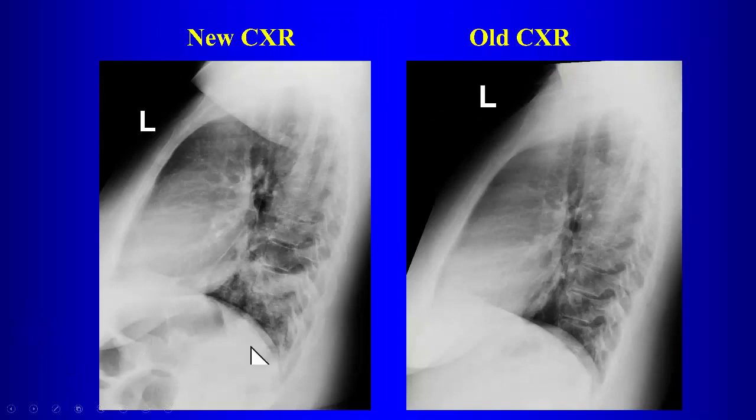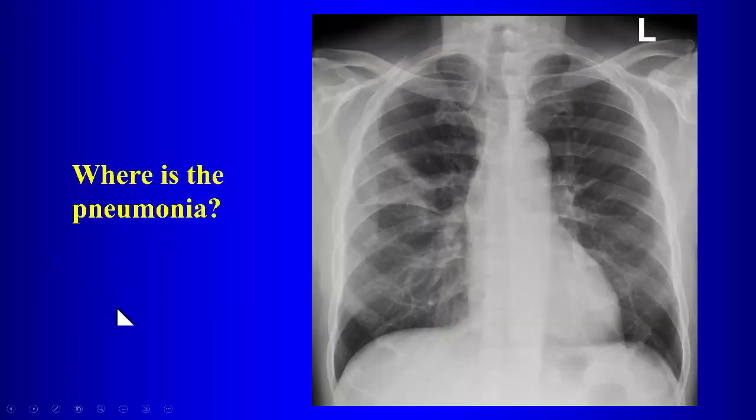Okay. And then again, comparing with the old study, very useful. You can see what this retrocardiac region is supposed to look like on the lateral view, right? So there's something there now that was not there before. So that's the right lower lobe.